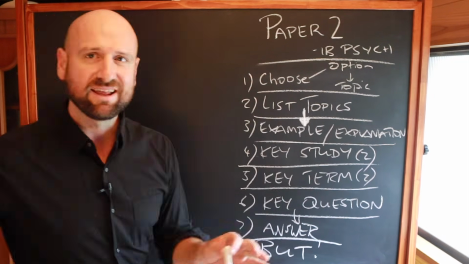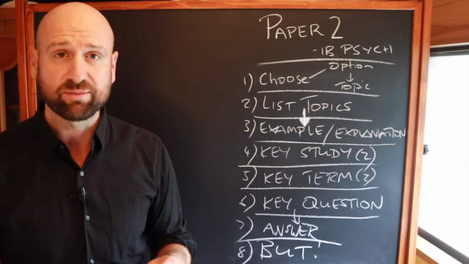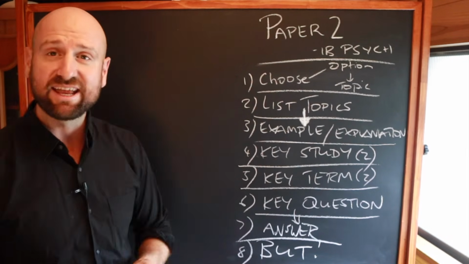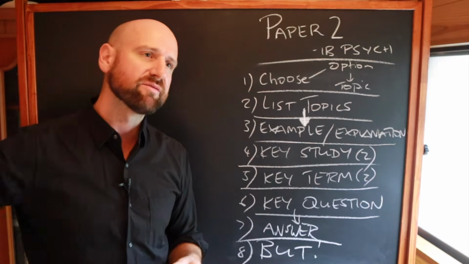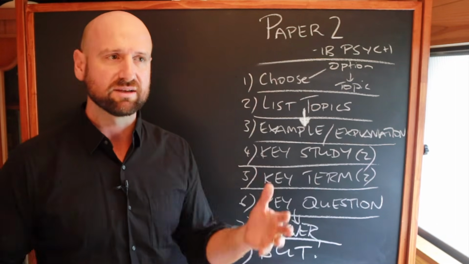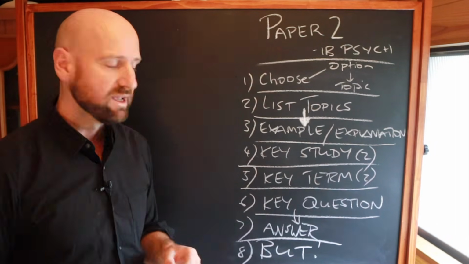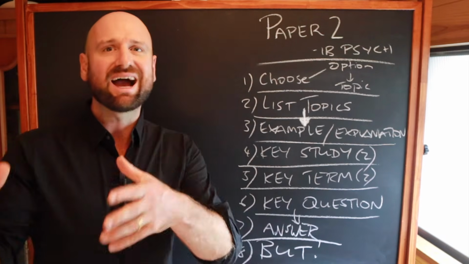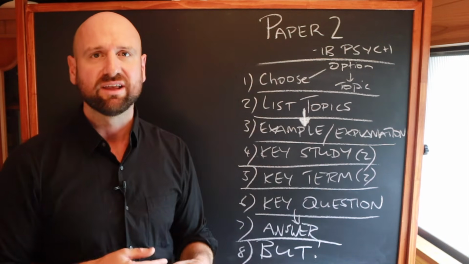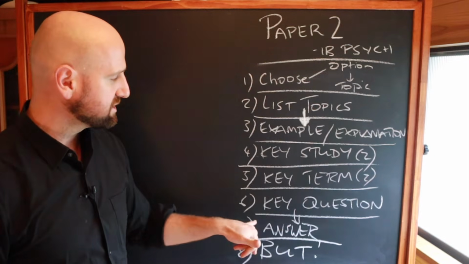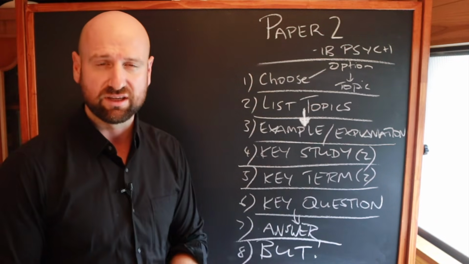Right, you have to add your buts. You have to add your but. What do I mean by that? I'm going to make another video, and I've got a different blog post where I explain critical thinking in more detail, but essentially you have to show that you can argue against, you can point the holes out and find the holes and the limitations in the answer that you've given and the evidence that you've used to support it.